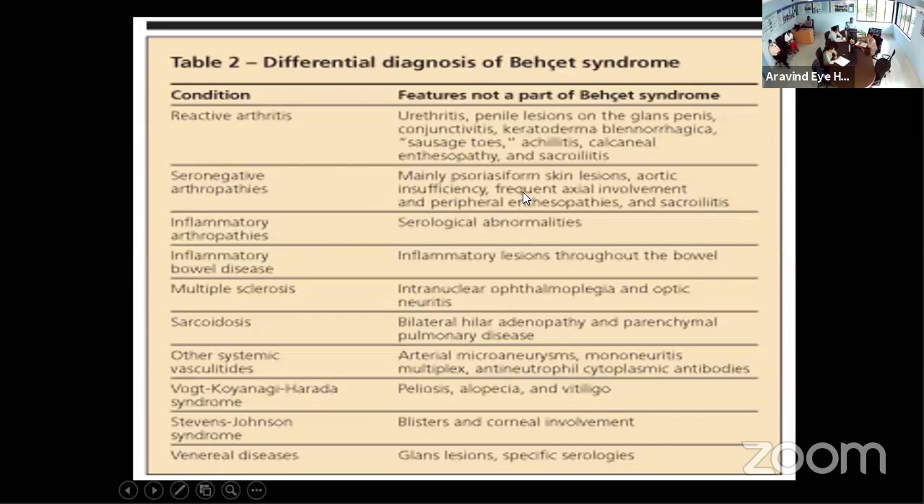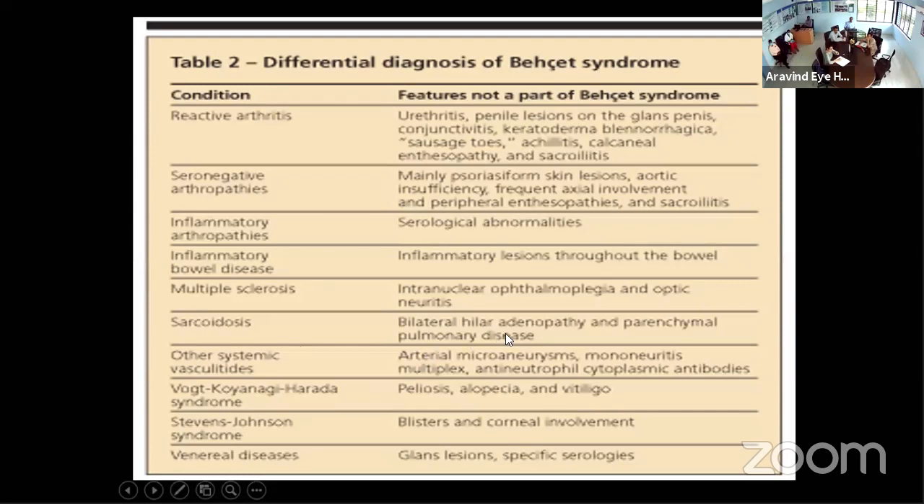Seronegative arthritis, mainly there will be the diagnostic criteria, finding aortic insufficiency, axial involvement, enthesitis, sacroiliitis, they are all going to help. More commonly, as I said in the beginning of the class, the mobility of the hypopyon versus the immobile hypopyon will give you a clue. For inflammatory arthropathy, there will be serological abnormalities. Again, for inflammatory bowel disease, the bowel involvement will give you a clue. For multiple sclerosis, you may have neurological manifestations.